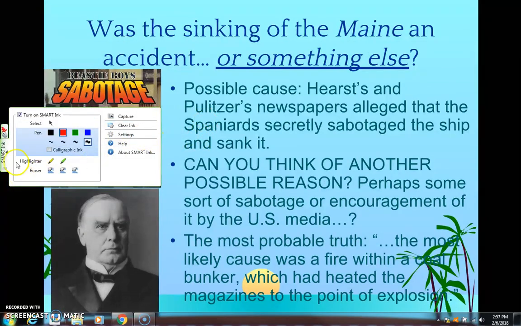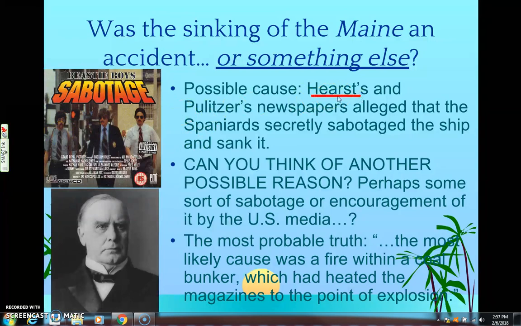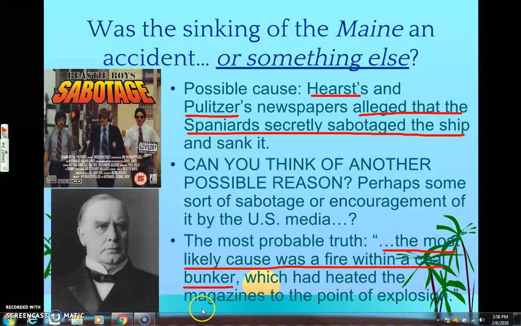These two newspaper editors, Hearst and Pulitzer, they both are going to allege that the Spaniards sabotaged our ship. Now, in all actuality, and this is kind of skipping down here to the bottom, probably the explosion was most likely caused by a fire within a coal deposit on the ship, and that fire would have heated the magazines to the point of explosion. So in all actuality, it's probably an accident. But Hearst and Pulitzer, they're going to allege that it's the Spanish.